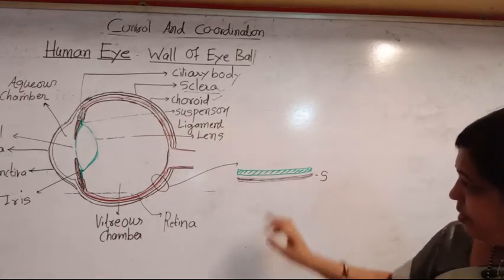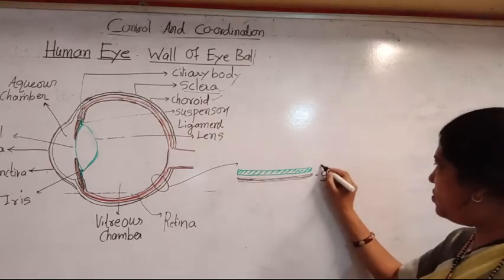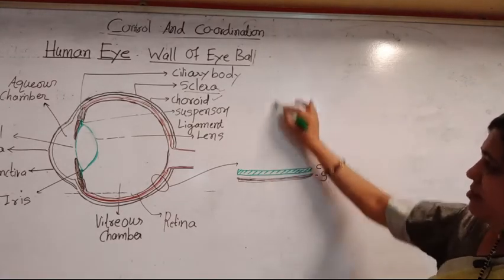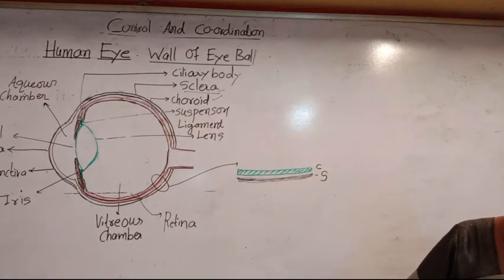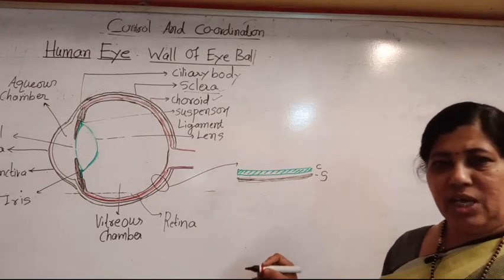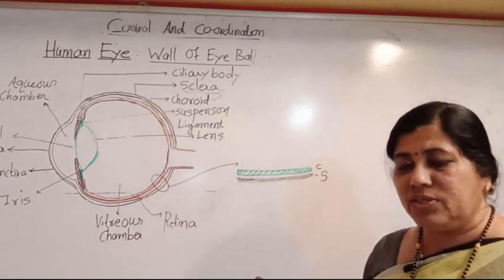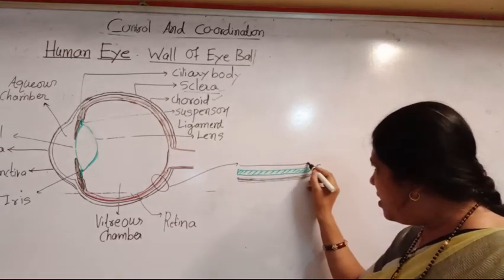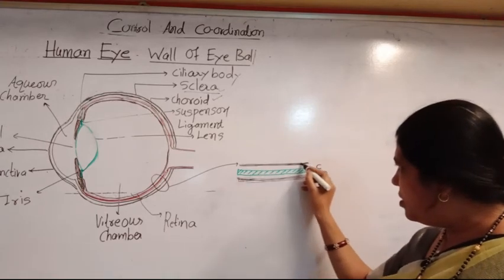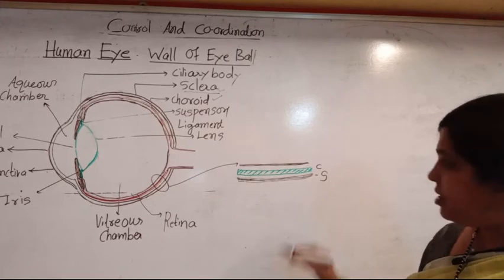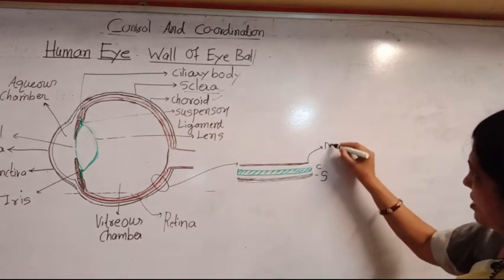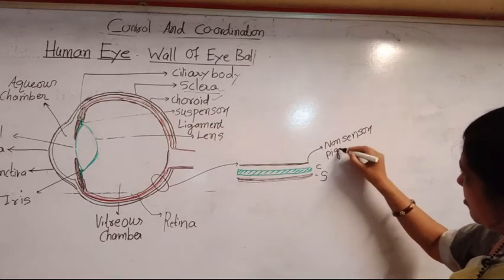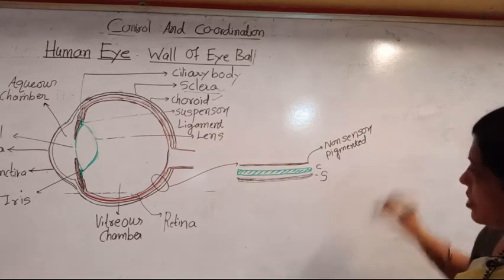Any difficulty? If this is sclera, this is choroid, then the next layer will be retina. So retina itself consists of two layers. So outer layer of retina, this is outer layer of retina. Outer layer of retina is non-sensory and it is pigmented.